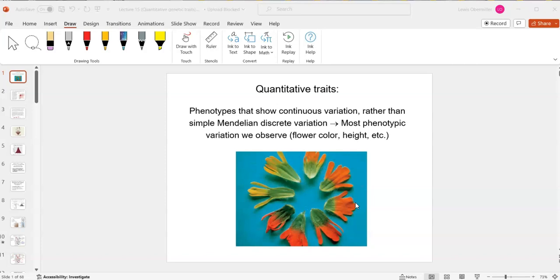If a parent is 5'6" and another parent is 6'6", that doesn't necessarily mean you can only have kids that are 6'6" or 5'6". You could have kids anywhere in between, and those traits are called quantitative traits. Geneticists can observe and study these traits, and this unit is going to discuss how that's possible.